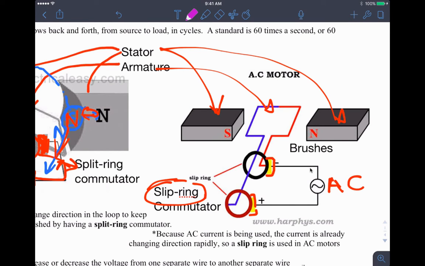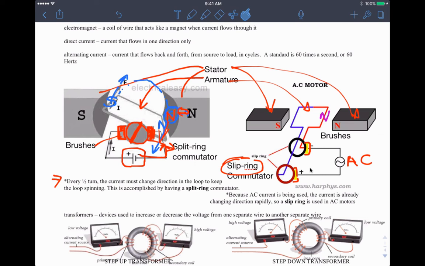The change in the polarity of, say, maybe this side being a north pole and that being a south pole, flips every time the current changes. So in simple terms, the AC motor doesn't need a split ring. It just needs a slip ring. It just needs connection to the power source. And because the current's already changing direction, you don't have to worry about that. So those are the two differences between an AC and a DC motor, and you should know the parts of each one.